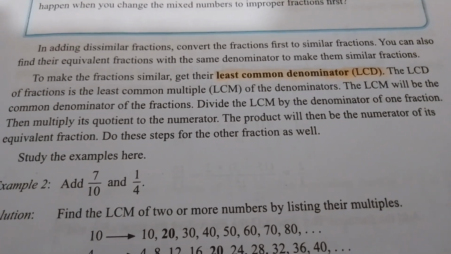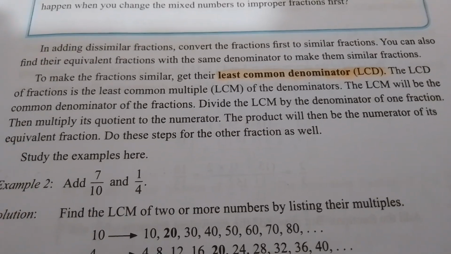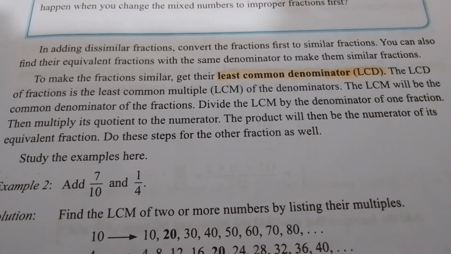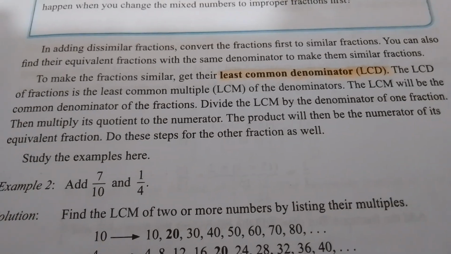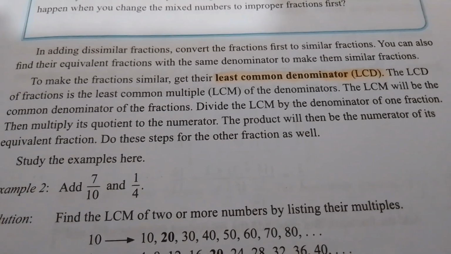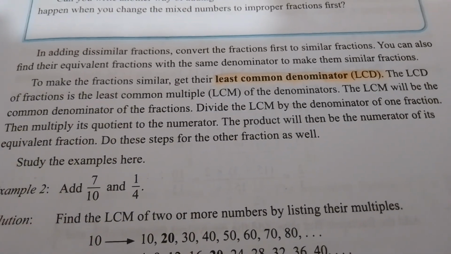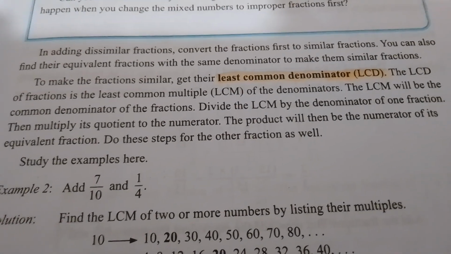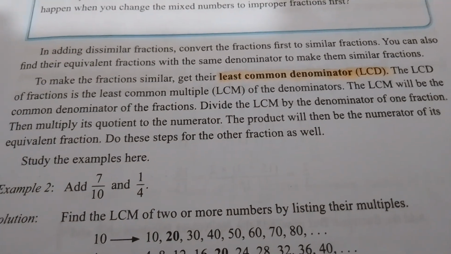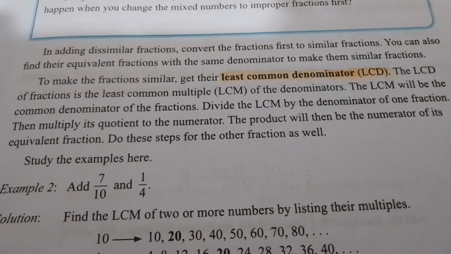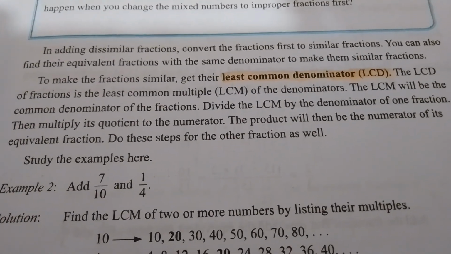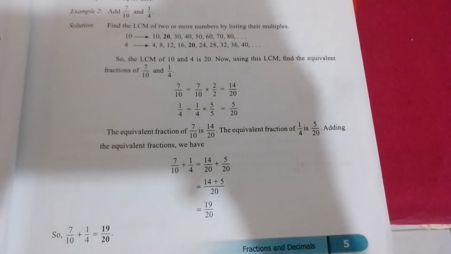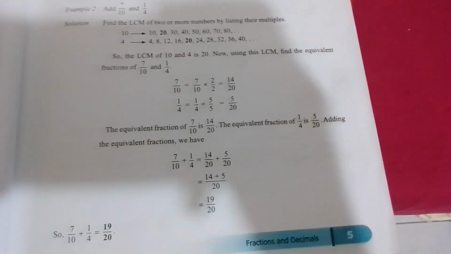Divide the LCM by the denominator of one fraction. Then multiply its quotient to the numerator. The product will then be the numerator of its equivalent fraction. Do these steps for the other fractions as well. For example, add 7/10 and 1/4.